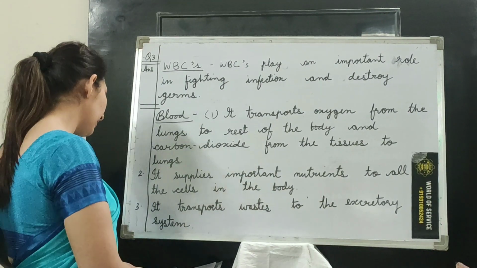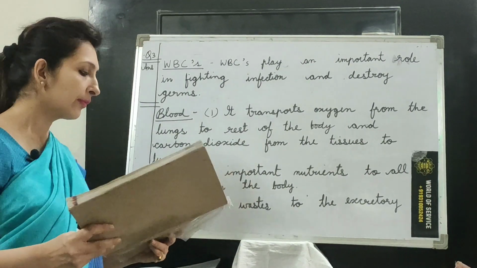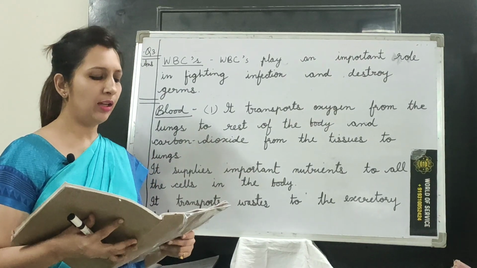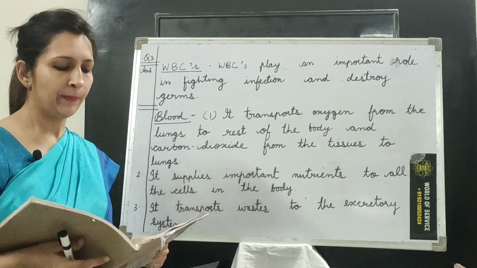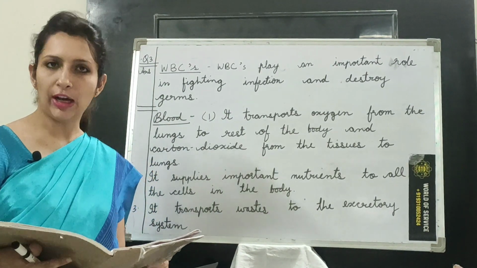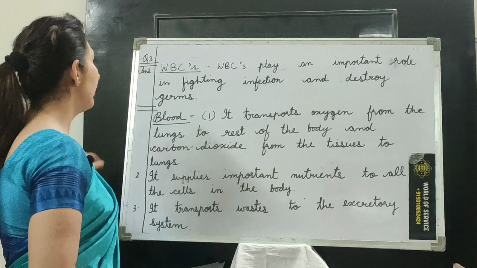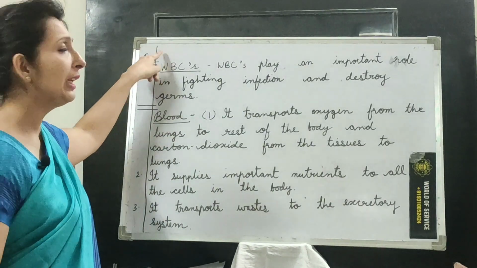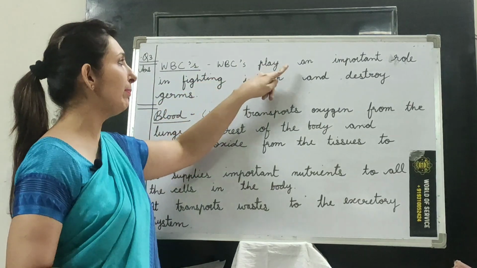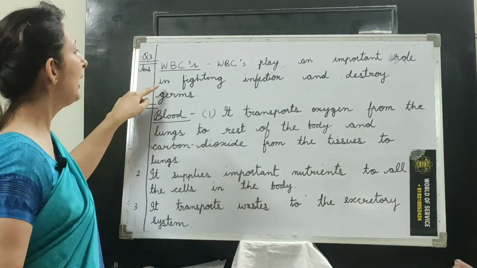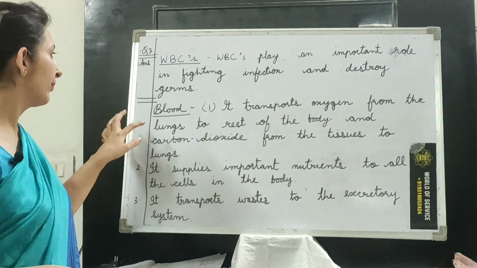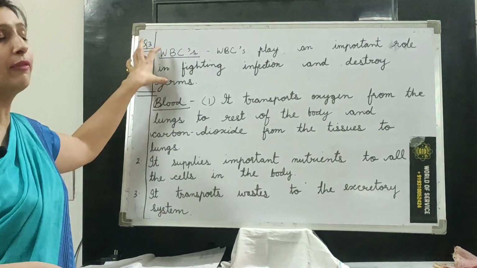Children, now question number 3: write the functions of the following: WBC, blood and blood vessels. Now children, earlier we have done the features, now we will do the functions. Okay, now I have written the function here. This is question number 3 and this is answer number 3. WBC play an important role in fighting infection and destroy germs. This is the function of WBC.